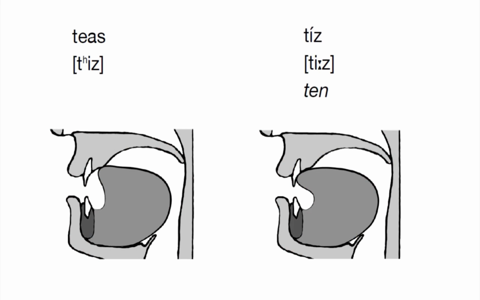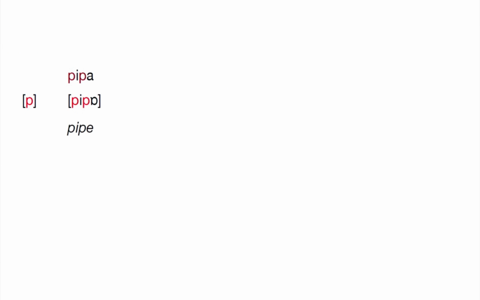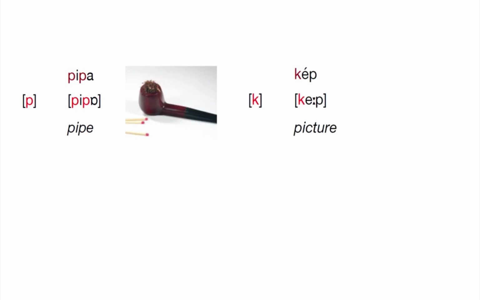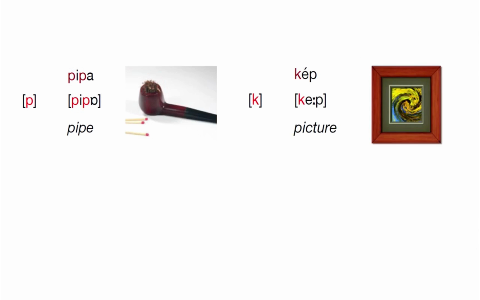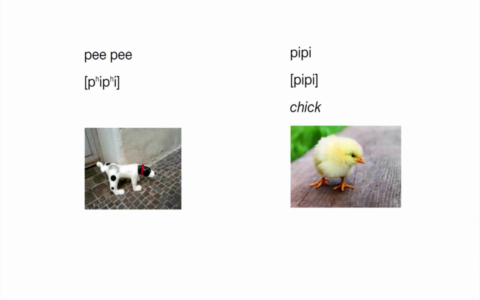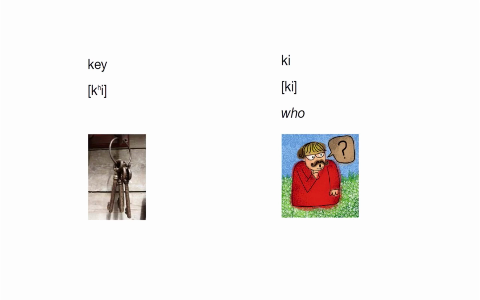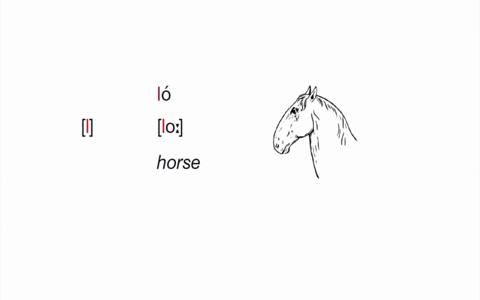So let's move on to 2 more consonants that also don't have big puffs of air in Hungarian. We have P as in pipa and K as in cape. For both of these consonants, the difference between English and Hungarian is all about that puff of air. This example is a little silly, but in English there's PP, and in Hungarian there's pipi. Same with K in English. We have ki, K, ki. In Hungarian, ki, ki. We have one more modified consonant, and that's the Hungarian L.